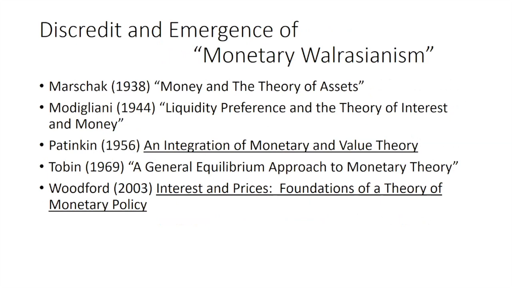Modigliani, 1944, this is his version of ISLM. Hicks did something earlier. Patinkin, as I said, was the target of Hahn's critique. Tobin, 1969, A General Equilibrium Approach to Monetary Theory. And then Woodford, this is sort of the new Keynesian DSGE. So this is the evolution. It's all monetary Walrasianism. And you can see what happened. It started with Money and the Theory of Assets, and money got pushed out of the picture entirely. Finally, in Woodford, it's not money, interest, and prices, which it was with Wicksell. It's just interest and prices. That's the logic of Arrow-Debreu at work there.